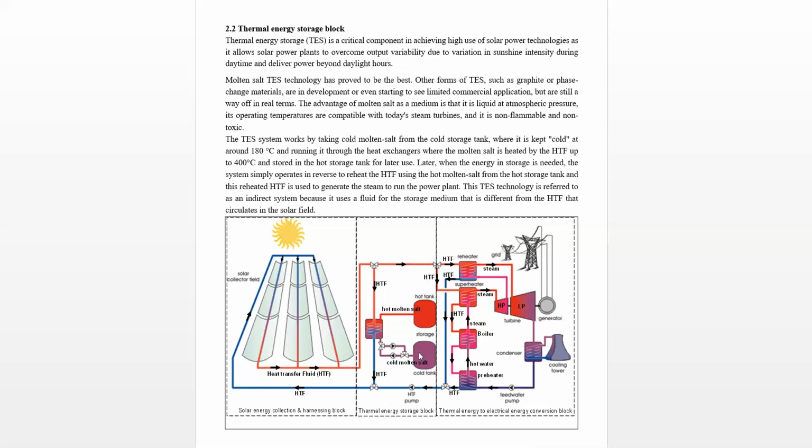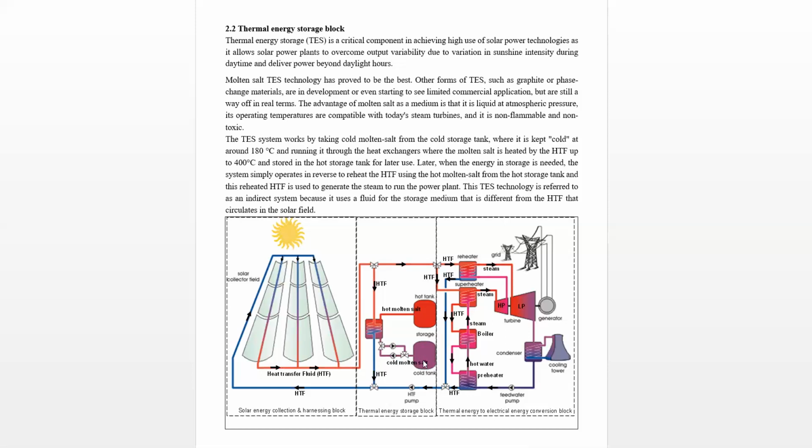In the cold tank the molten salt is kept at around 180 degrees centigrade, because below this 180 degrees centigrade the molten salt can start solidifying, right? Because the molten salt has to flow from this tank to this tank, it should always be in a molten state. So these tanks are perfectly insulated, and that is why they can be kept at such a high temperature.